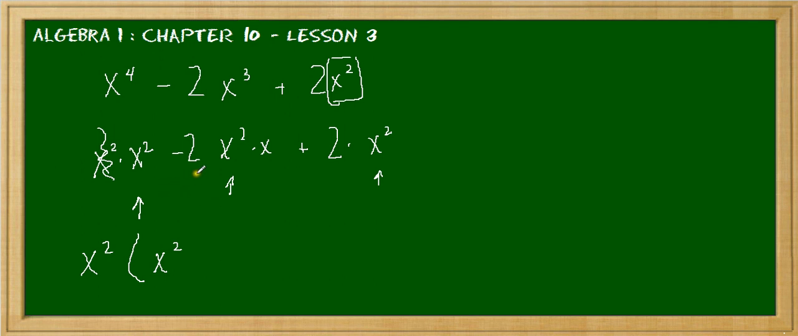Again, it wouldn't hurt if you had to scratch it out just to keep your work organized. But I don't recommend that you erase or remove things because sometimes you have to go back and take a look at your work and see what you did if you made a mistake. So we're going to factor out this x squared here. That's going to leave us with minus 2 times x, because I'm getting rid of that, and over here it's plus, and I'm left simply with the 2. So I would have x squared times the parentheses x squared minus 2x plus 2. So this would be our answer if we were to factor.